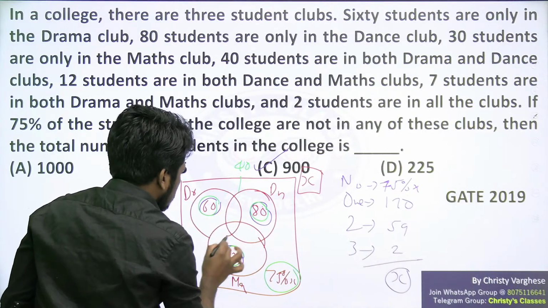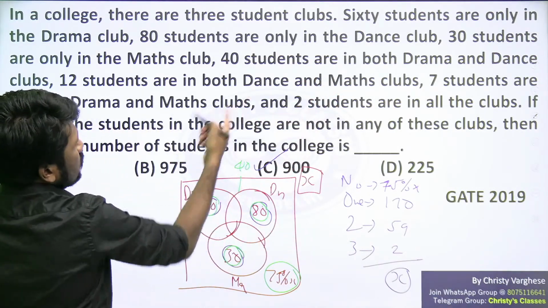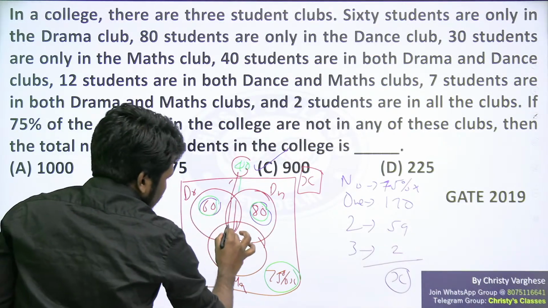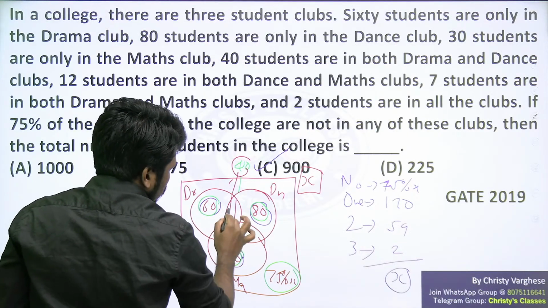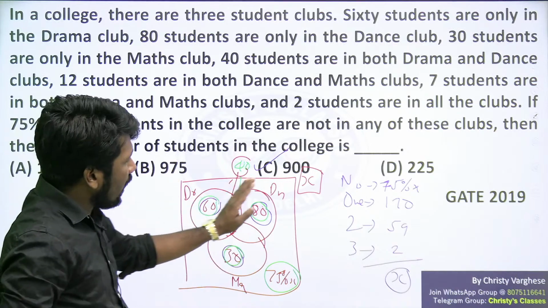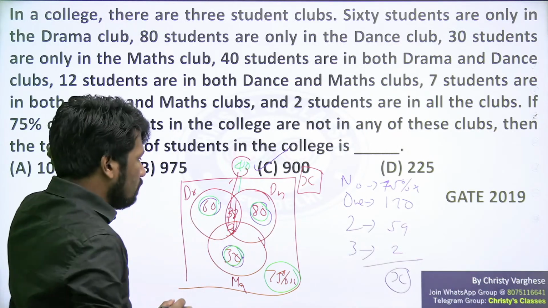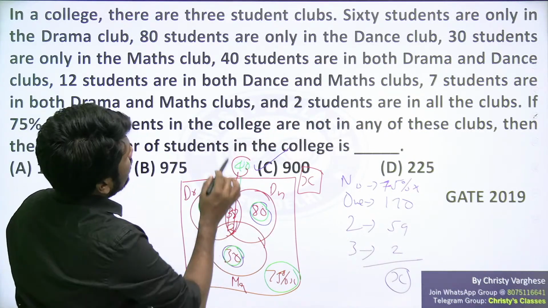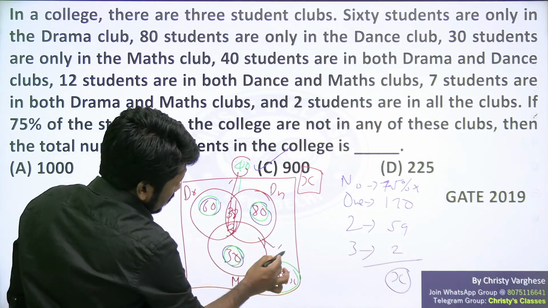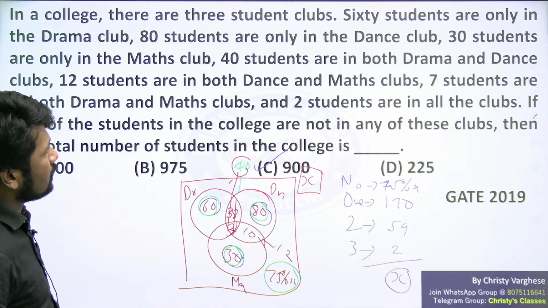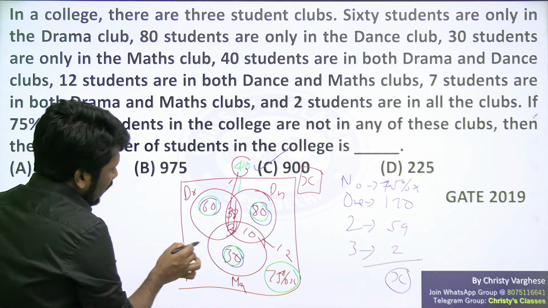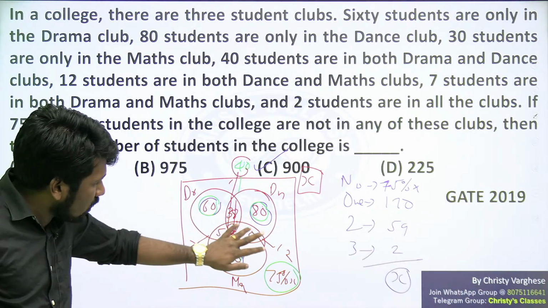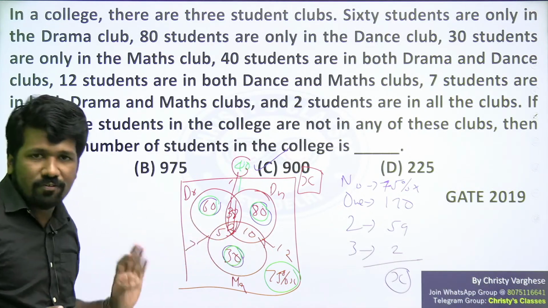So this third circle: 40 students are in drama and dance means this full intersection is 40. In that this is 2. So definitely the remaining will be 40 minus 2, 38, drama and dance only people. Similarly, 12 students are in both dance and math. This is 12, so this is only 10. Understanding? And 7 students are in dance, drama and math. So this is 7 minus 2, this is 5. So that is the correction. Instead of 40, 12 and 7, it is 38, 10 and 5.